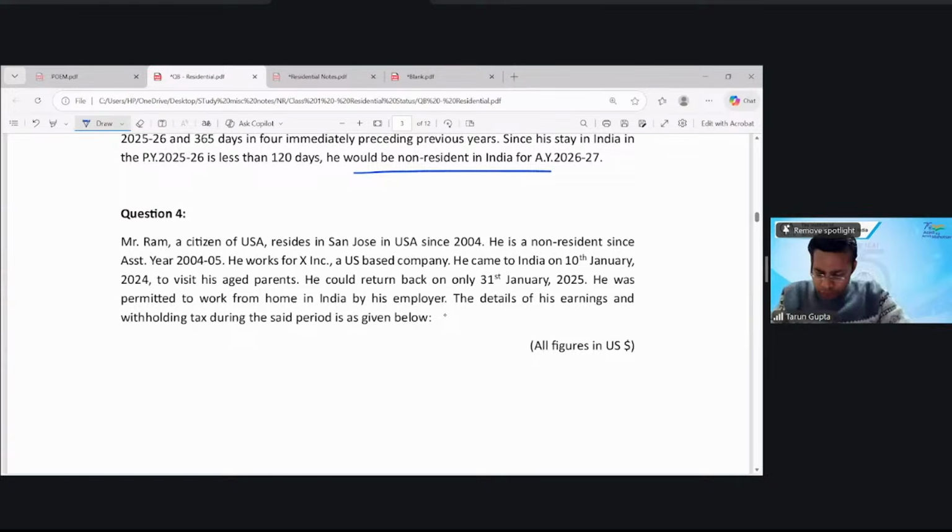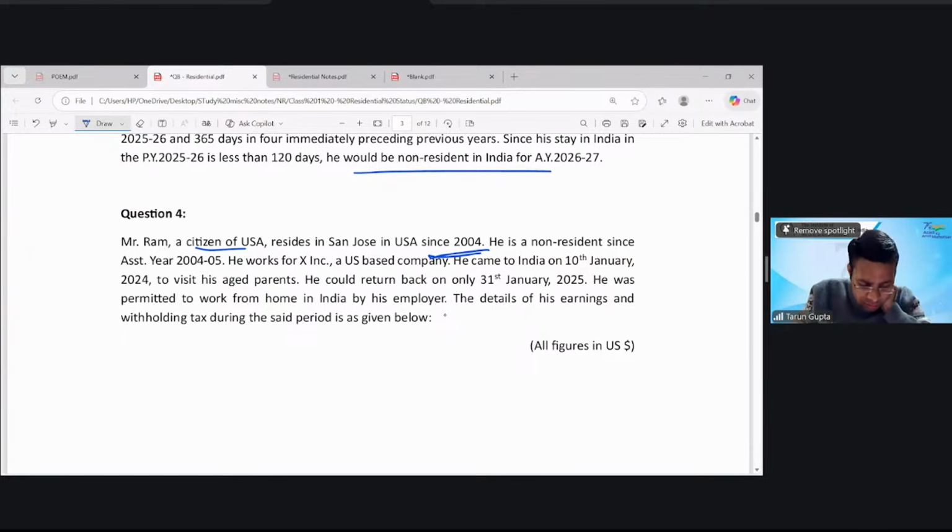I think it's the last question for this concept. Mr. Ram, a citizen of US, resides in St. George in USA. So Mr. Ram is a citizen of US. He's not a citizen of India. The name is Ram, but he's a citizen of US. He's been in USA since 2004. He has an Indian name, but he's not an Indian citizen. He's non-resident since assessment year 2004-5. Okay.